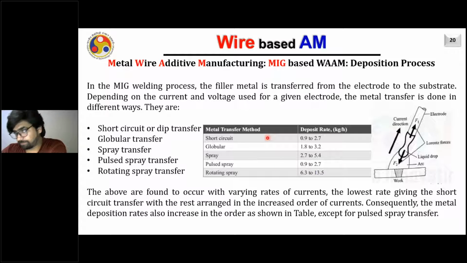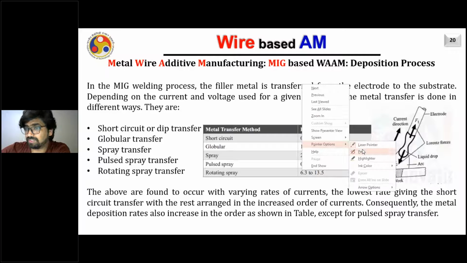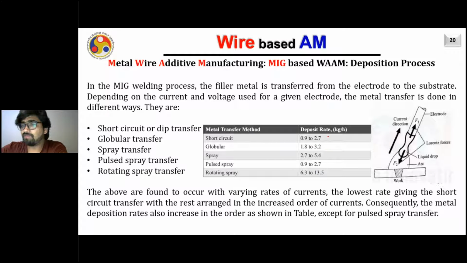Relatively, the amount of current which we supply is higher for the globular transfer, and it is somewhere in between for the pulse spray. Of course, for rotating spray, it's further increased, and it is the highest. So the above are found to occur with varying rate of current, right? You can see that. So it is very important to see what kind of metal transfer is really important for additive manufacturing, and that is why we are just revisiting our whole thing again, right? We want to see exactly what kind of metal transfer will be suitable for WAAM.